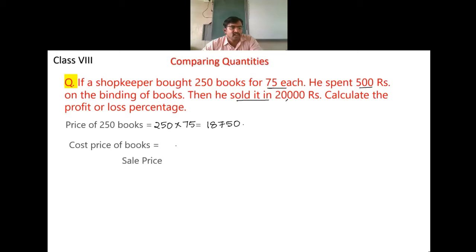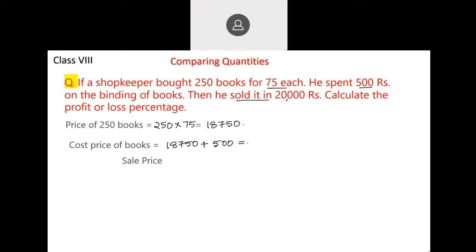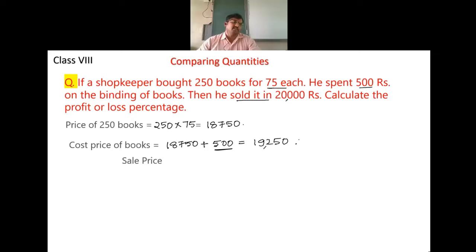So what is the cost price of the books now? 18,750 plus 500. Why should we add 500? Sir, he got the books bound. The 500 rupees he spent on binding is another cost. So when we add them, we get 19,250. How do we calculate the sale price?